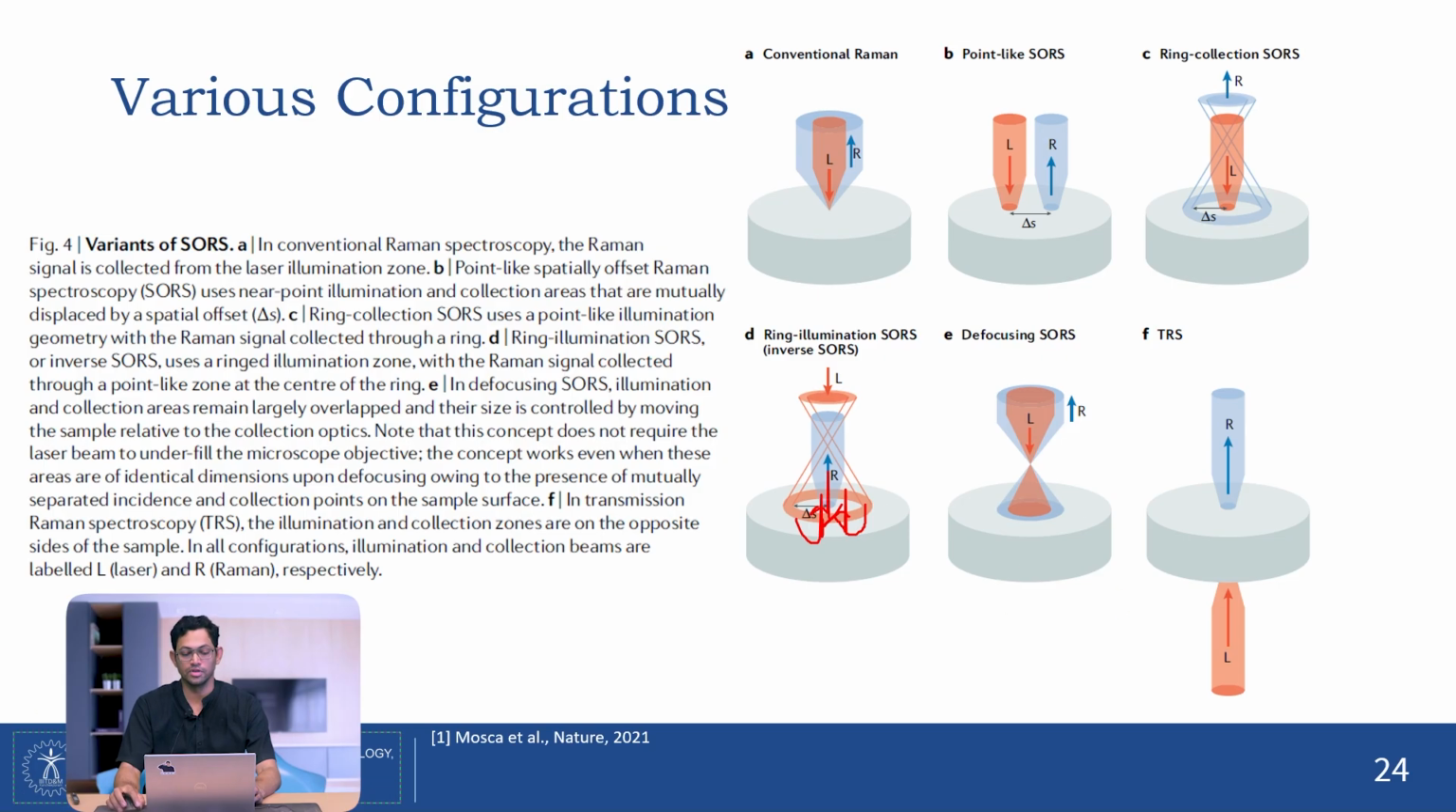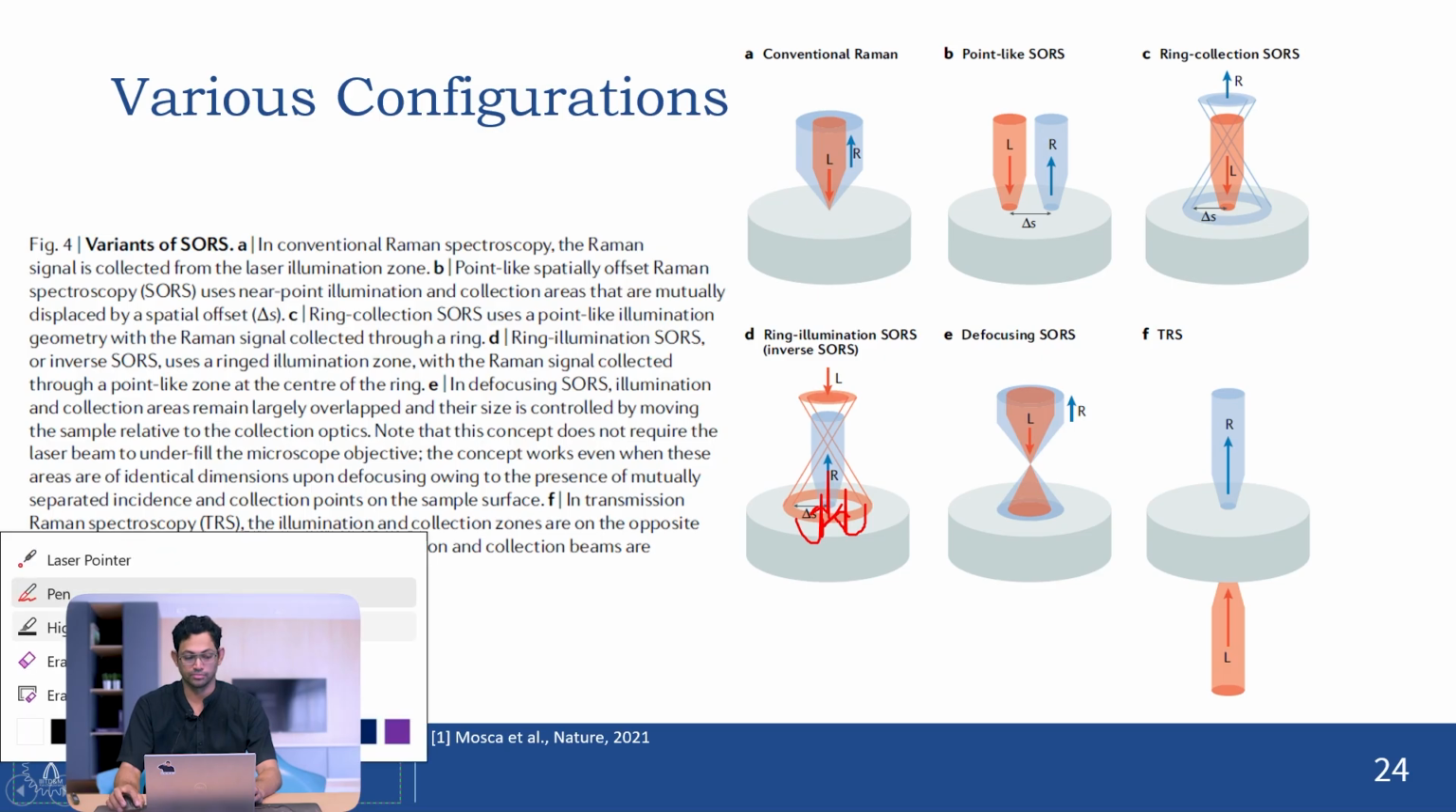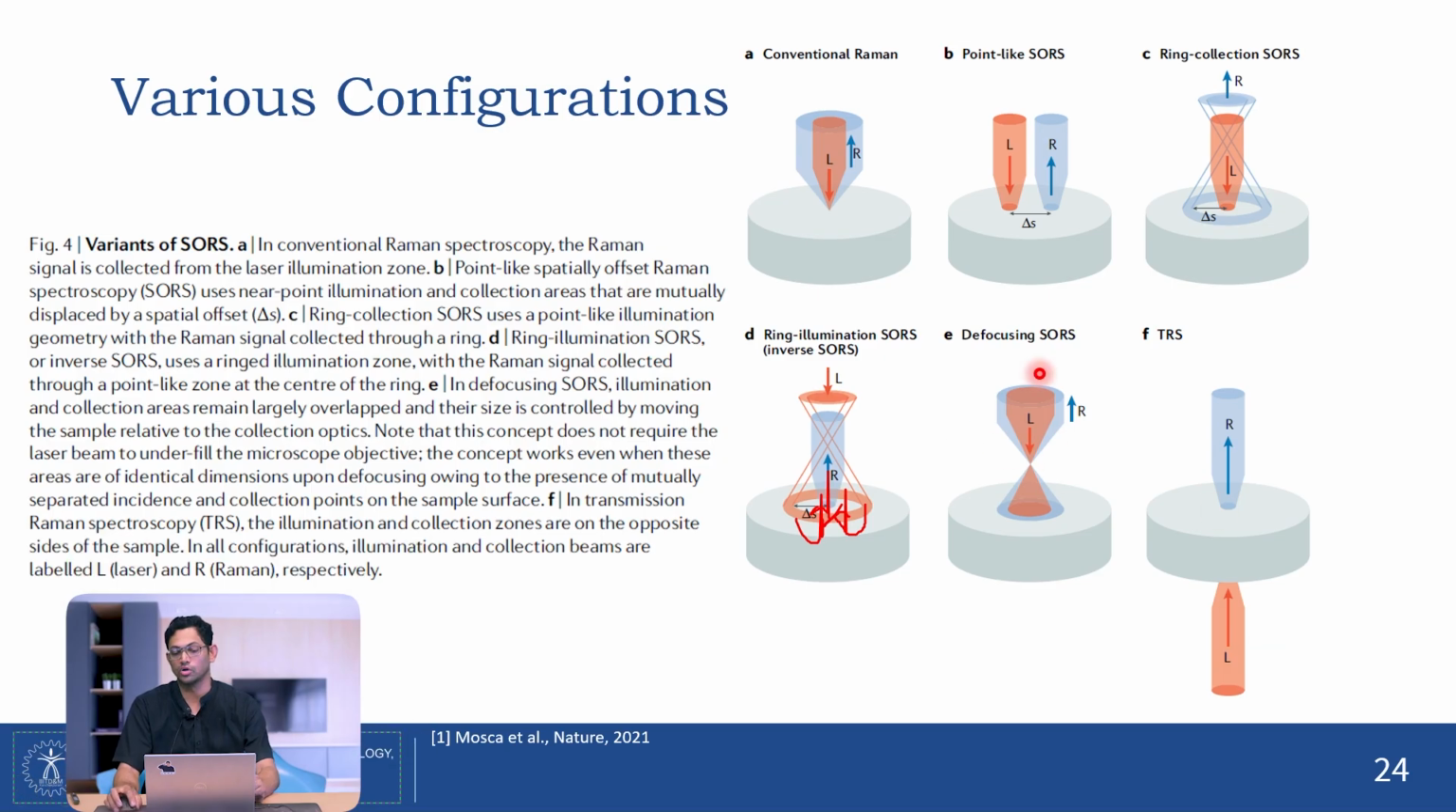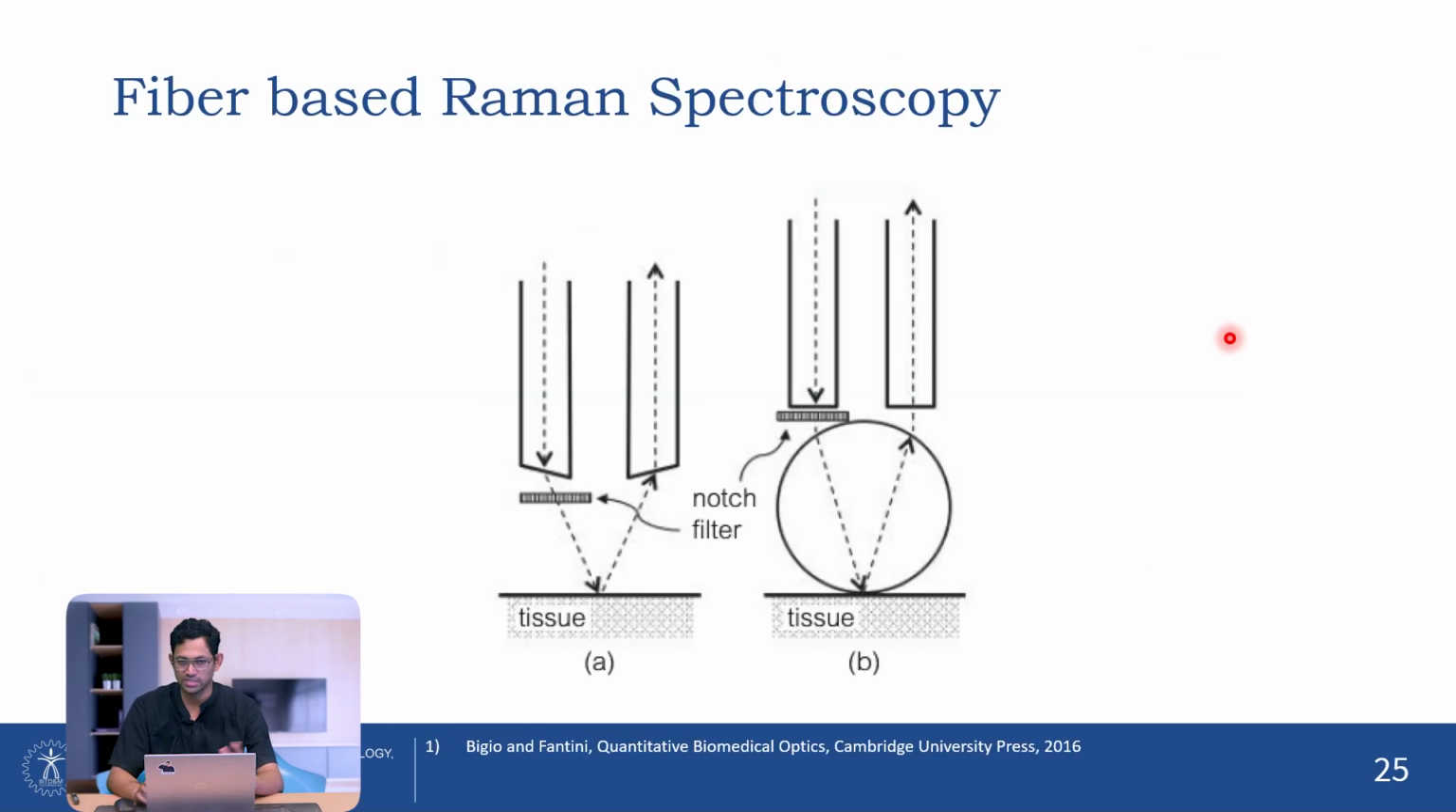And then you have defocusing SORS. What is SORS? It's spatially offset Raman spectroscopy. Here you focus not in the center, but in a broad area, and then you try to capture in the same path. And then you have transmission based Raman spectroscopy, where you shine the light on the tissue, more or less like in the slides, and then you detect it on the other side of the tissue slide, for example.